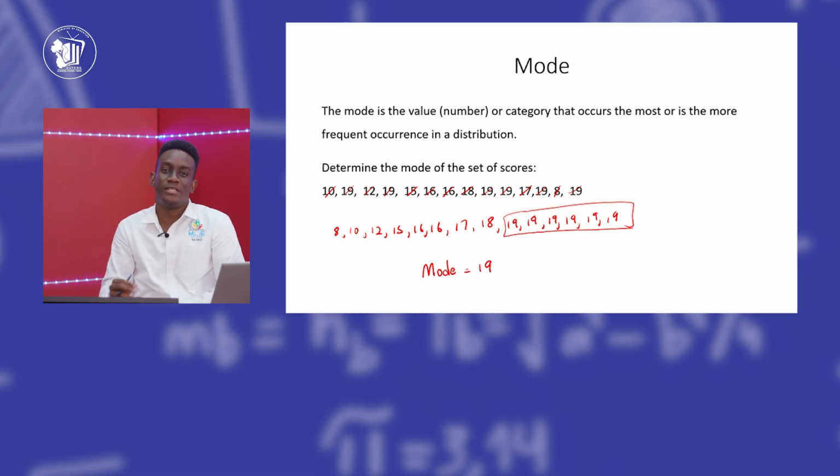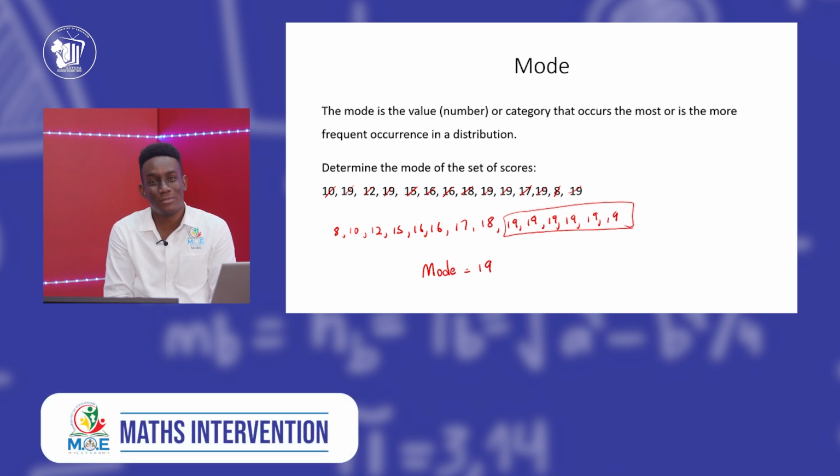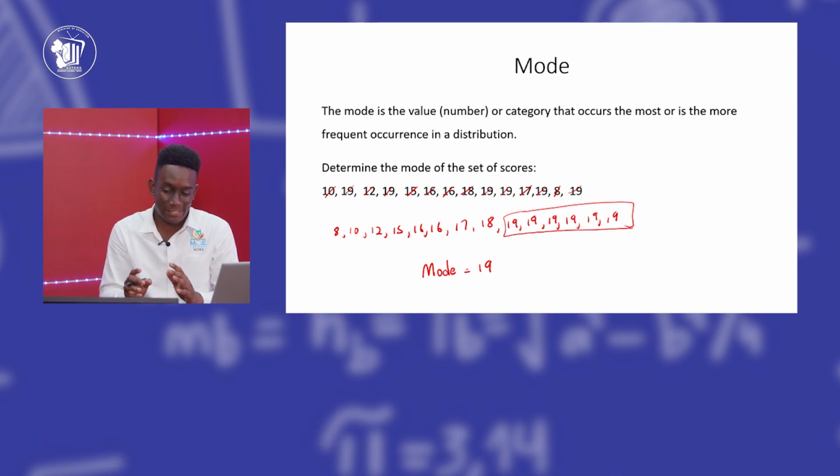So sometimes you may find two numbers repeating the same amount of times. We can say that it is bimodal. But in most cases, CXC tends to give you one or two modes. Most times it will be one. And most times you have to identify it from a frequency table, and that is the next video that we look at. So from this example, we can see the mode is 19. So the mode is the number that occurs the most or the number with the highest frequency.